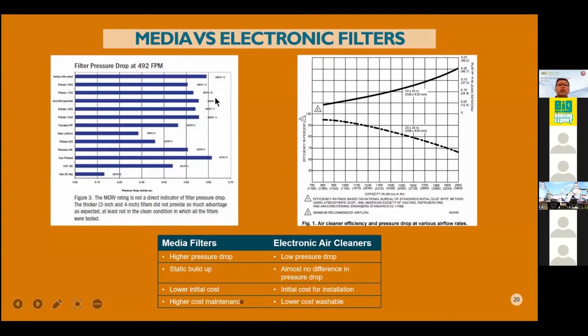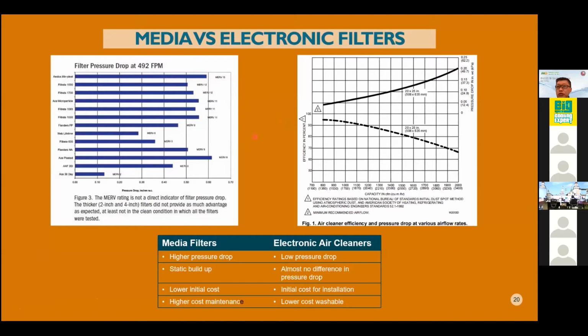Here I share a comparison between media filter and electronic air cleaner. Over here you can see MERV 13, MERV 13, MERV 13, MERV 12, MERV 13. The static pressure drop initially, when the filter is clean, is already more than 50 Pascal, nearly 58, maybe 57.